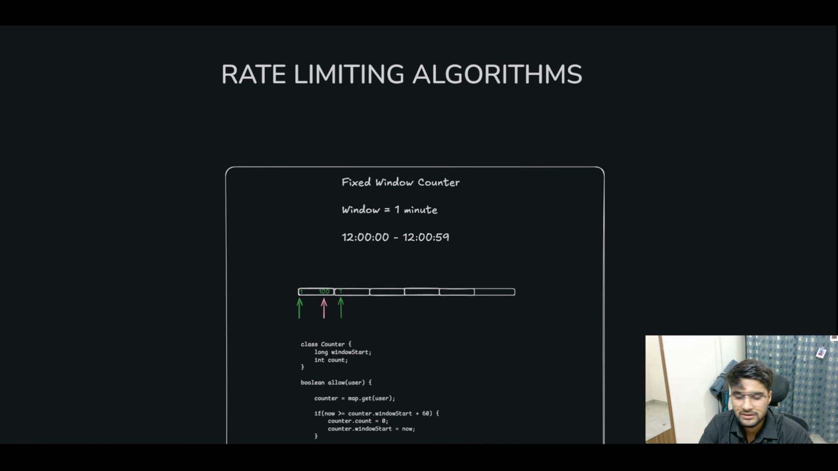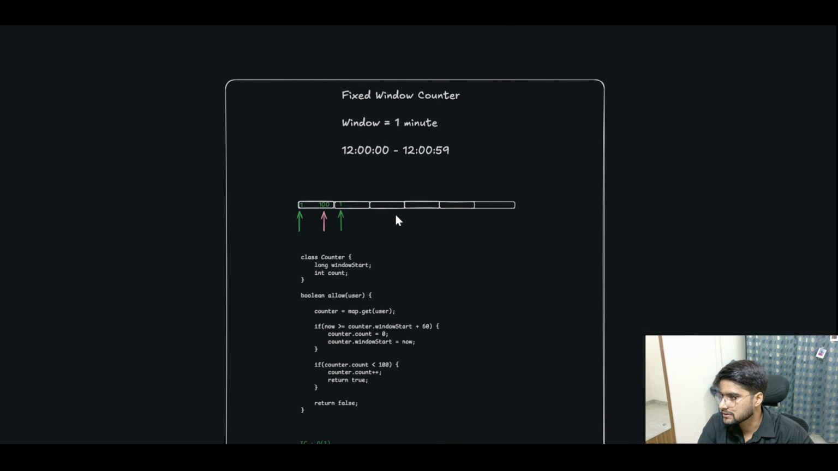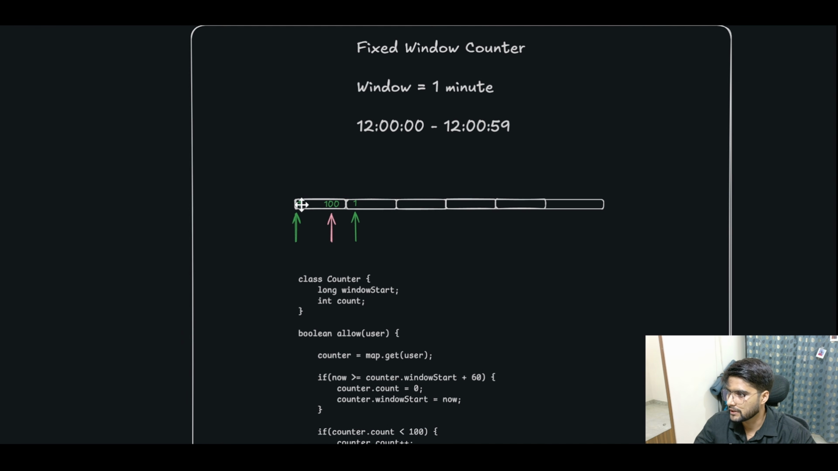The first one is a very simple one, fixed window counter. Here, what happens is that you always take a window of say 1 minute, and in that window, you're allowing 100 requests. And this is already divided. So you can see that there are windows drawn. So this is 1 minute, this is 1 minute, and so on. And from this to this, 100 requests are allowed.